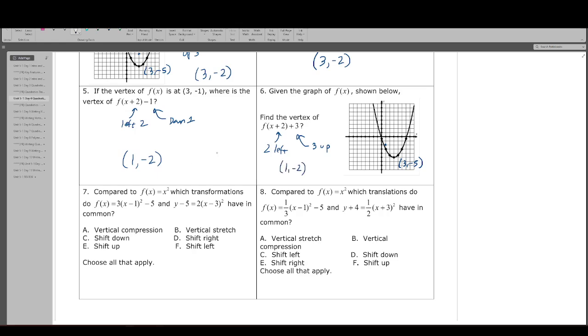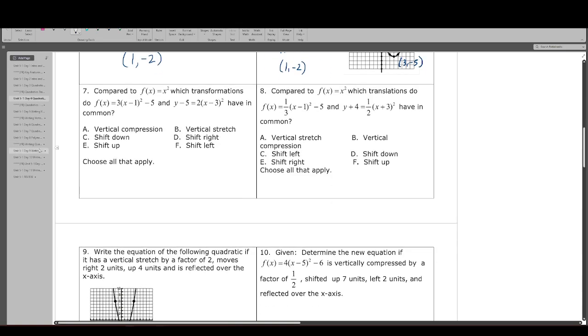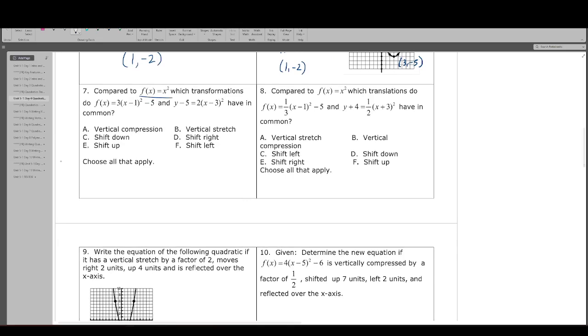They're matching. Cool. Number 7, compared to f of x equals x squared, that's our parent function. What changes do these vertex form equations have? So the one in common. The thing we need to be careful of is that it's in vertex form. So here we have f of x on the left, but this one is being tricky.